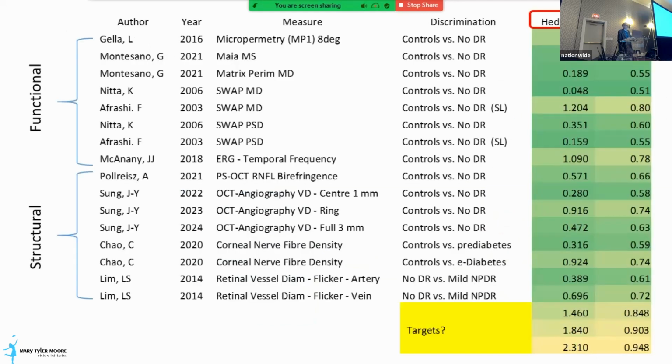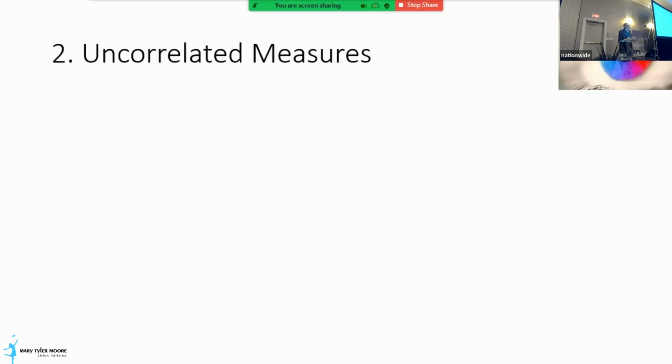So what I've done here, I've collected some data from a bunch of functional and structural tests. These are basically all comparing controls with people with no DR. Here's their Hedges G. Here's the equivalent area under the curve. And what you see is that none of them gets to the level that the most basic need. We need to see colors around here in the yellow. So this is a problem.